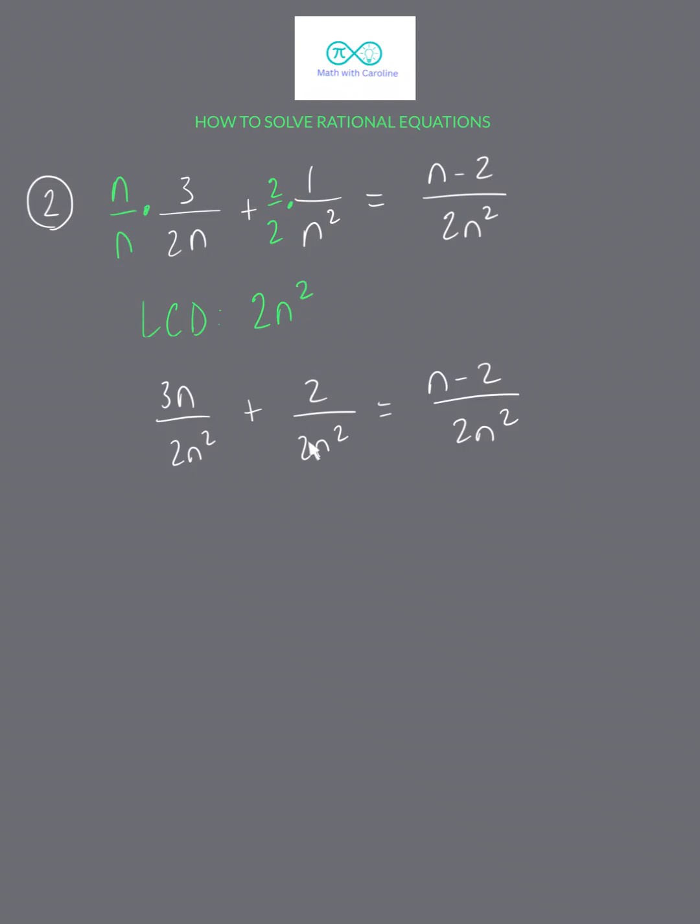Now we can write this as one fraction since we have a common denominator. So we can say 3n plus 2 over our common denominator.